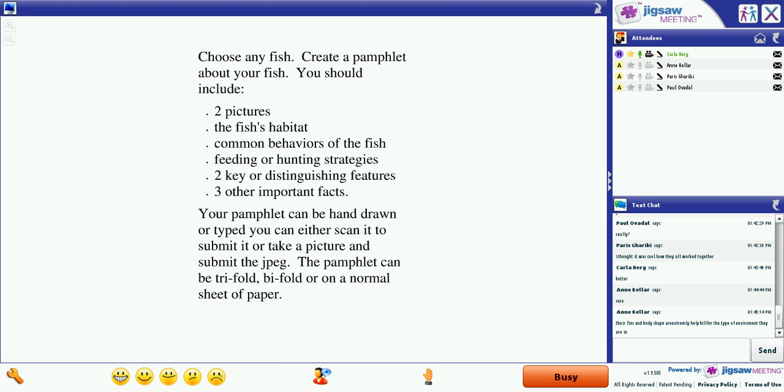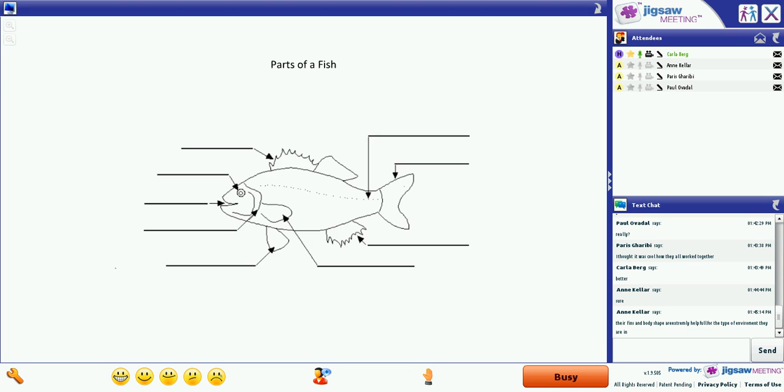Okay, so we're going to take the last couple of minutes to review some of the things that we did in class today. And one of those things is a look at the fins on a fish. Your screen now should have on it a diagram that says parts of a fish. Go ahead and take a look at this fish, and let's figure out what is what on this fish.